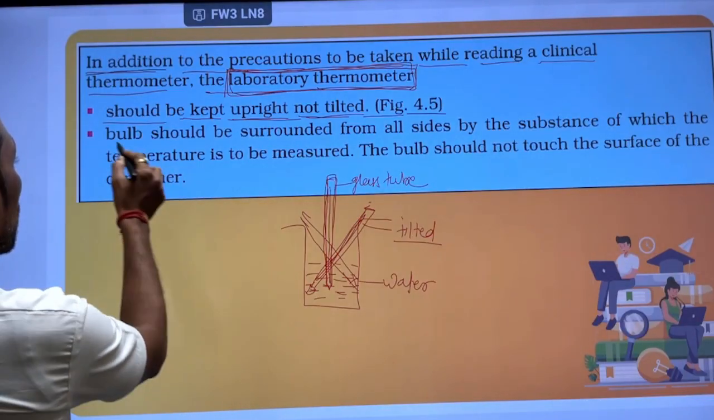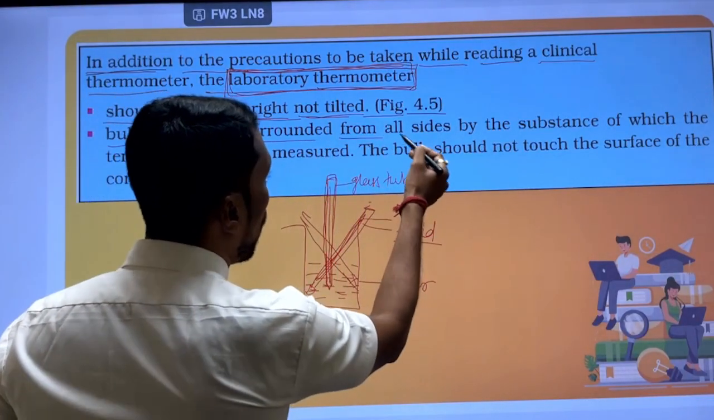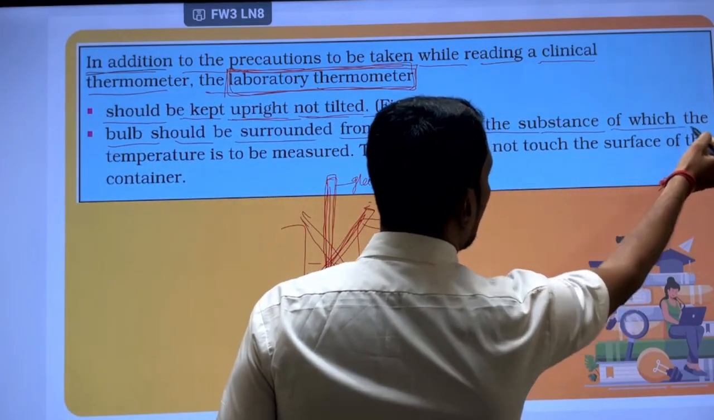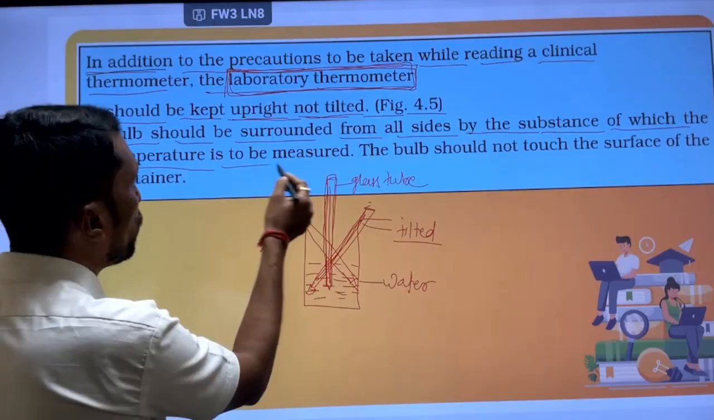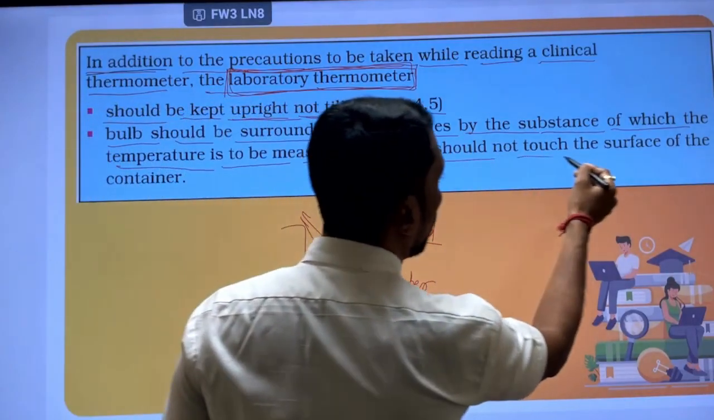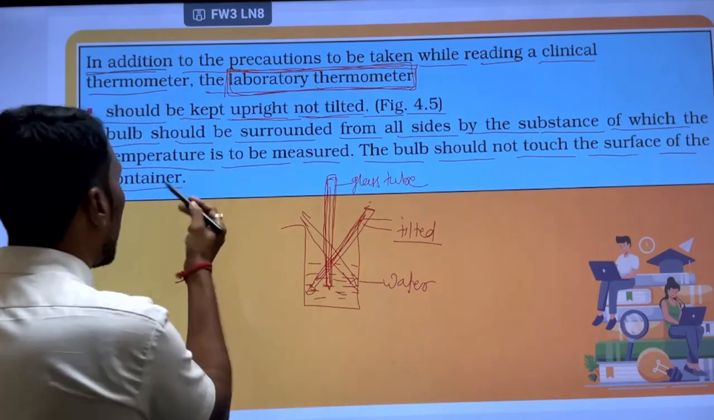Second, the bulb should be surrounded from all sides by the substance of which the temperature is to be measured. The bulb should not touch the surface of the container.